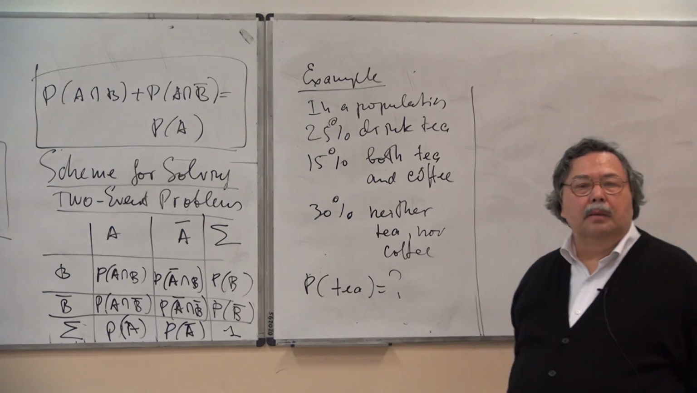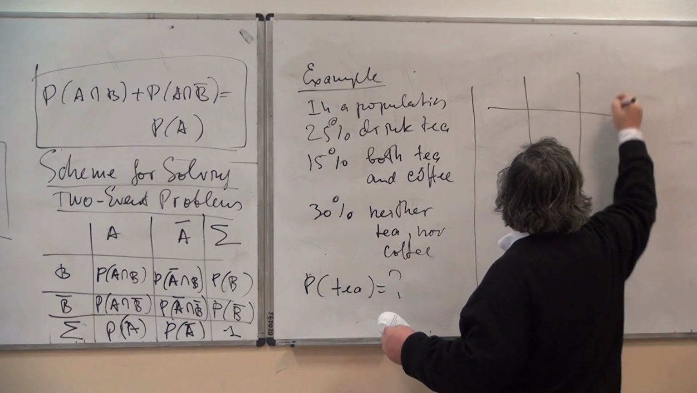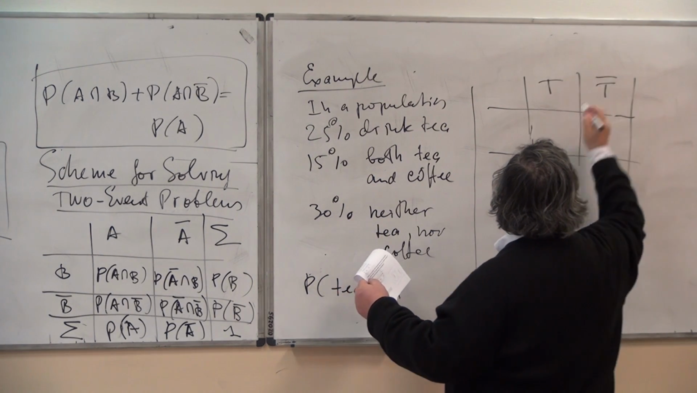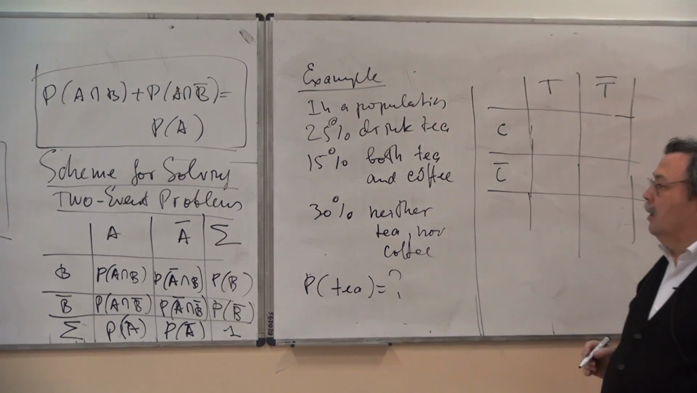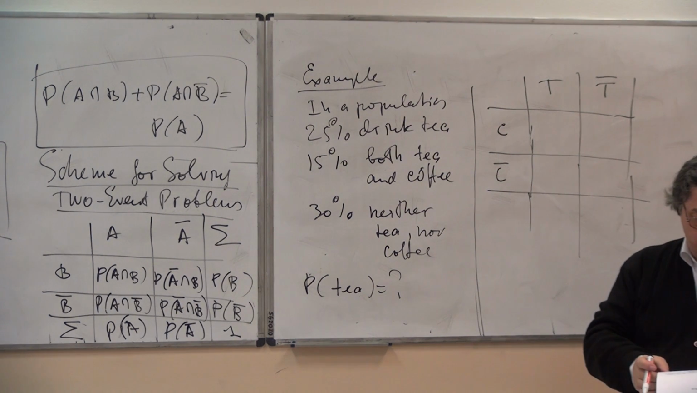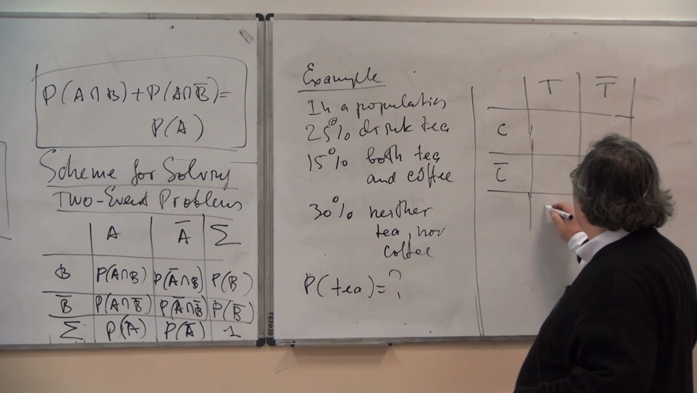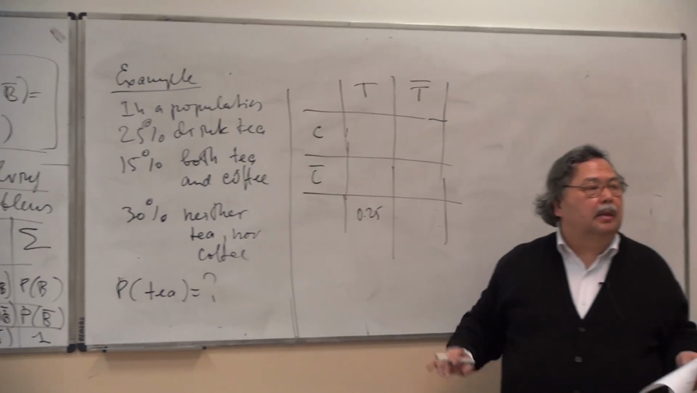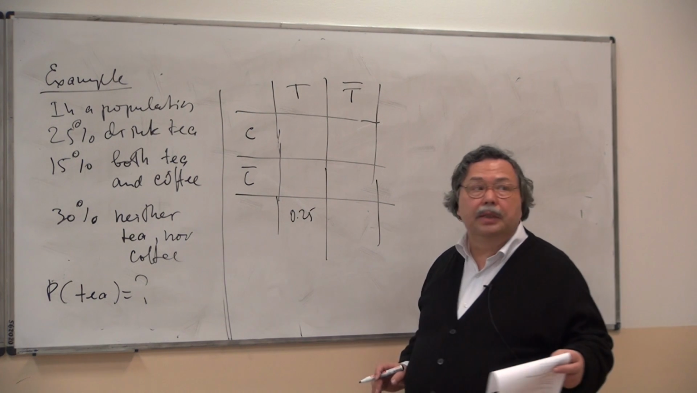Now let's produce a table like this here. So tea, complement tea, coffee, complement coffee. All right, now what do we know? What are we given here? 25% drink tea. So if we choose a person at random, there is this probability that the person is a regular consumer of tea. Well, 15% drink both tea and coffee.